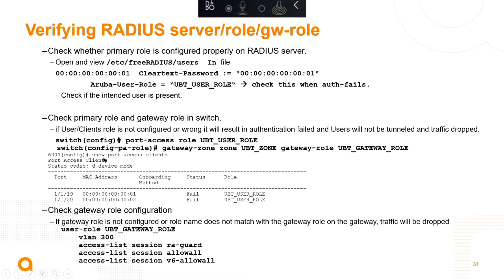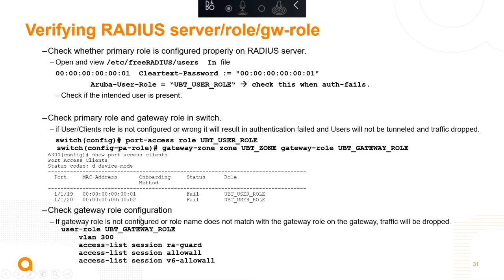Then you can run the show port access clients command to see whether the authentication is successful, as well as the overall authorization status. Here, UBT is going to authorize the client after creating the tunnel for that.